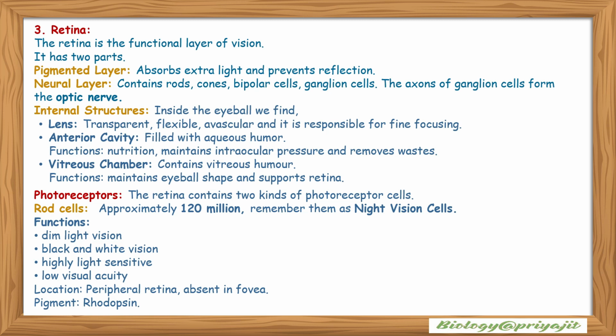Photoreceptors. The retina contains two kinds of photoreceptor cells. Rod cells are approximately 120 million. Remember them as night vision cells. Their functions are to provide dim light vision, black and white vision, highly light sensitive and low visual acuity. They are located in the peripheral retina. They are absent in the fovea. Rhodopsin pigment is found in the rod cells.